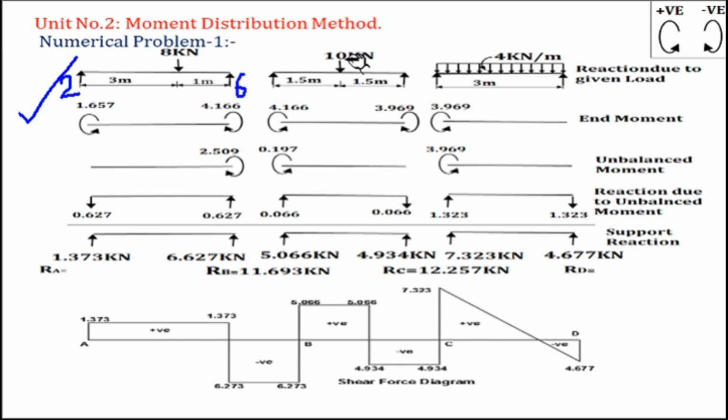In the same way find out for this span with 10 kN loading, your reaction will be half, 5, because the loading is symmetrical. For here, load into span, 4 into 3 becomes 12, 12 by 2 becomes 6.